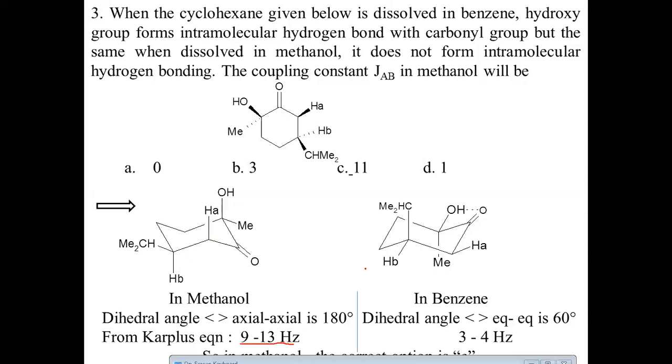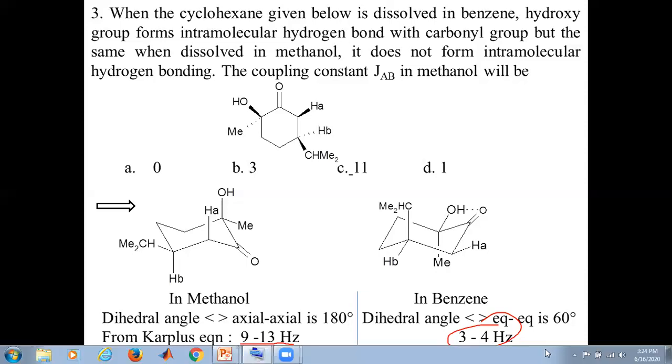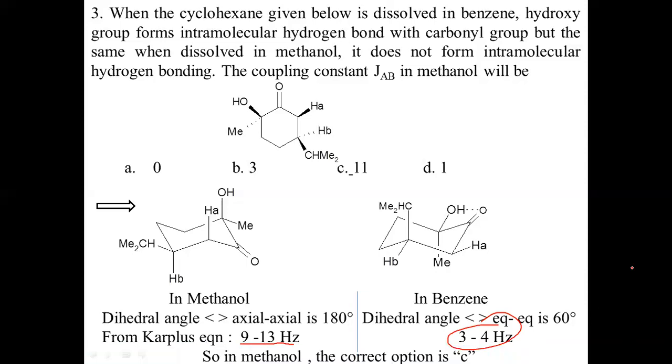But if they are in the equatorial, that is, the dihedral angle will be 60, and here you will have it as this hertz. So finally, what you can see is, since the question is asked for methanol, according to the Karplus equation, you have it as 9 to 13 hertz. So your answer will be 11 hertz. So that is your correct option.